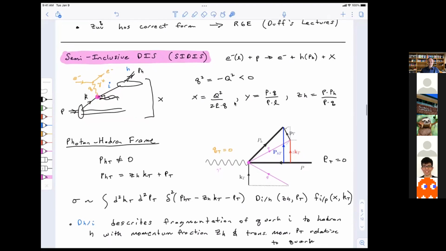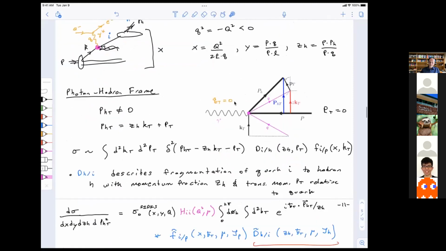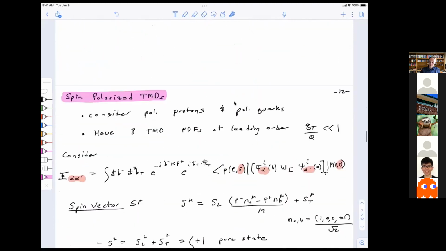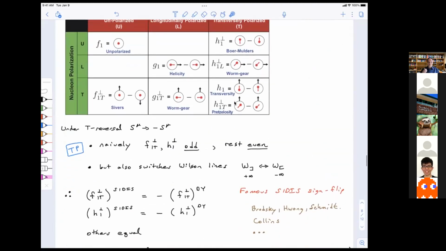So you mentioned on slide 13 that naively the Sivers and Boer-Mulders functions are time reversal odd, and you said something about Wilson lines. How does that play into it?